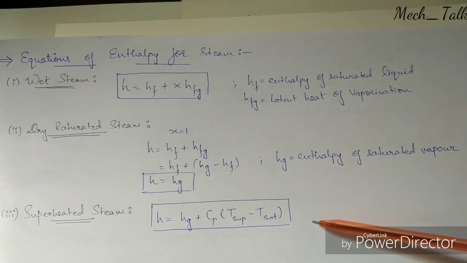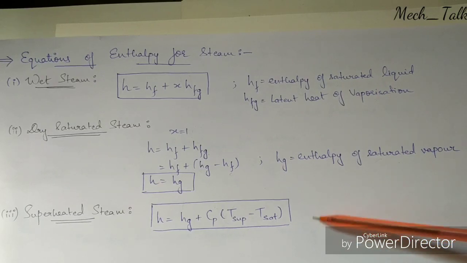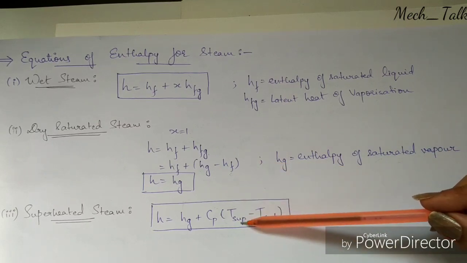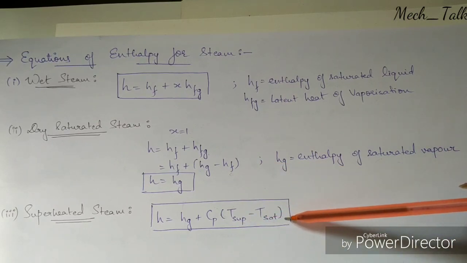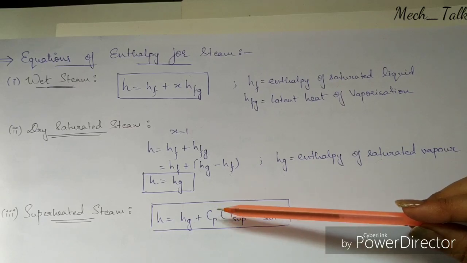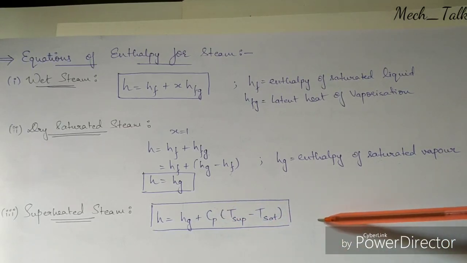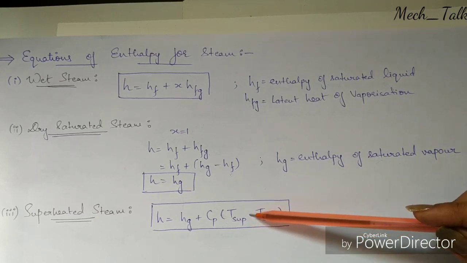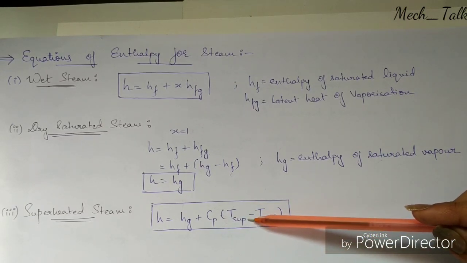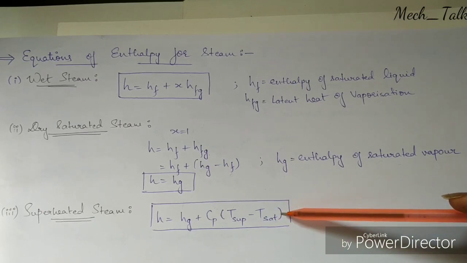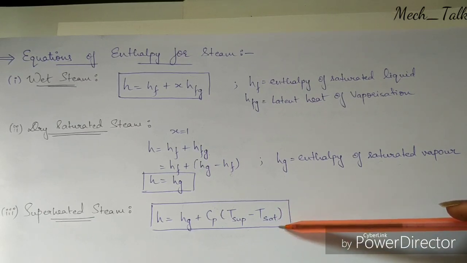For superheated steam, the equation is given as H = HG + Cp (T superheated - T saturated). Here Cp is the specific heat of water at constant pressure, T superheated is the temperature at superheated condition, and T saturated is the temperature at saturation condition for water.